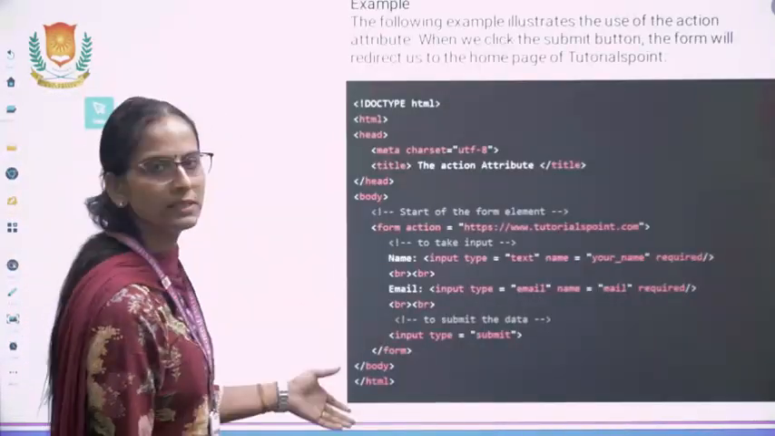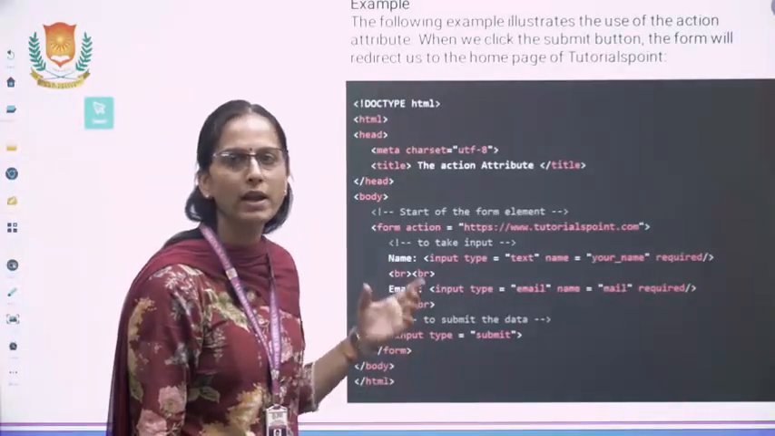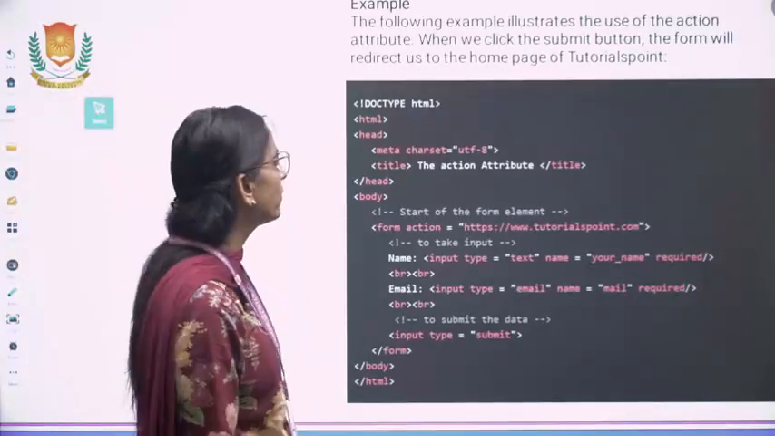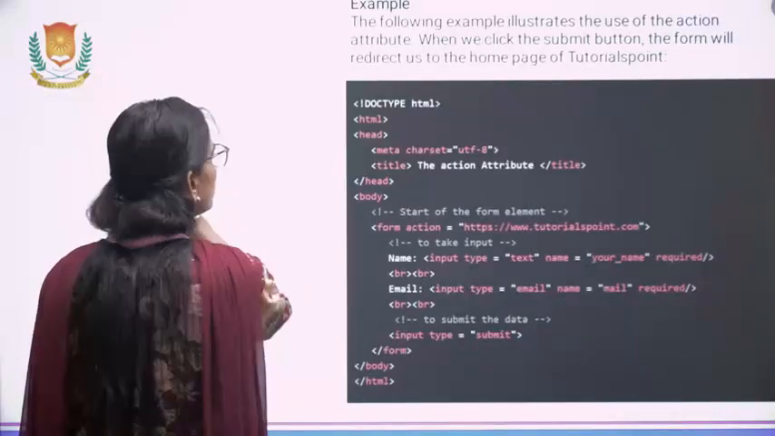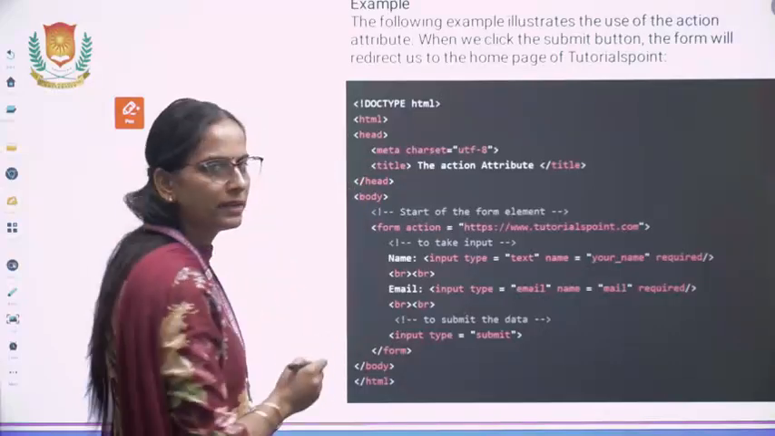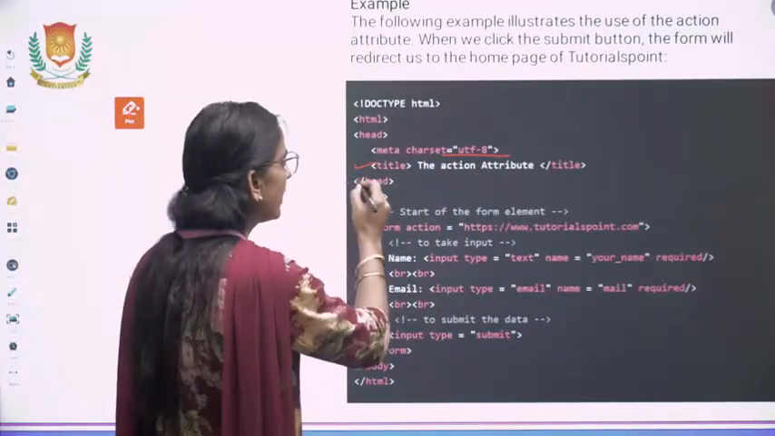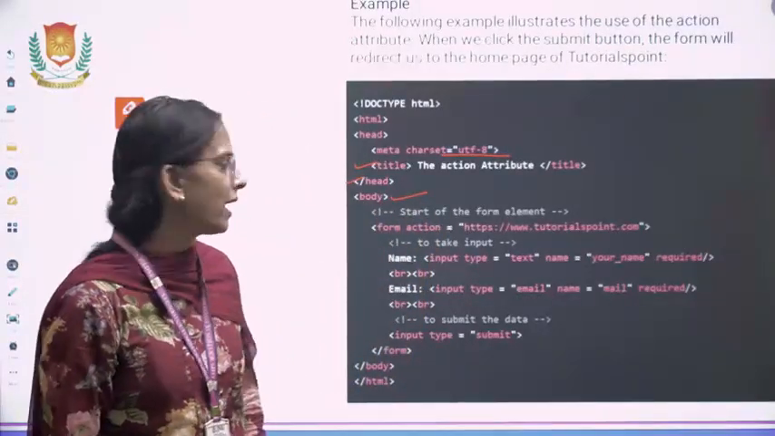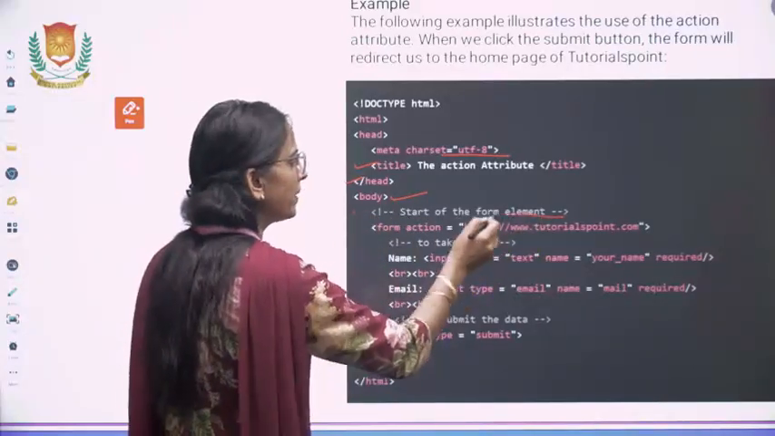Then we have the example of the action attribute. How can you input a form and how can your form be redirected to a particular website? So first of all, we have all the basic tags which we have discussed: HTML, head, and then meta charset, what character set we are using, title is given, head is given, then we start with the actual contents, the body tag. So this is the comment, start of the form element.